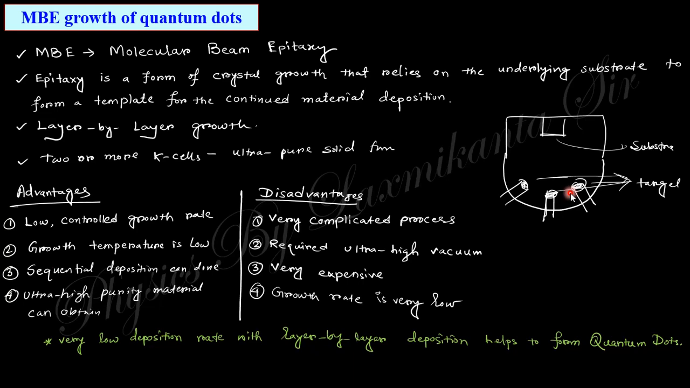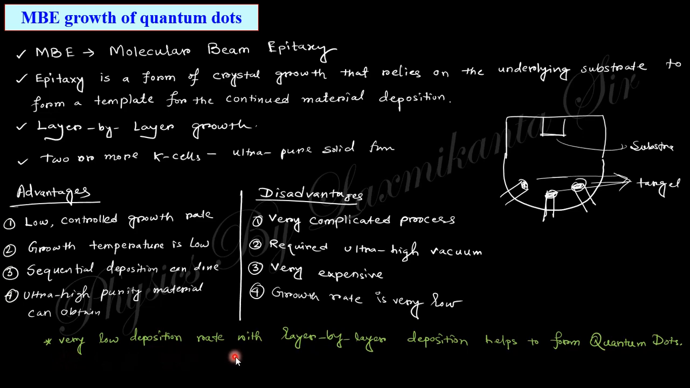Molecular beam epitaxy has some advantages, like controlled growth. The growth rate of molecular beam epitaxy is low and can be controlled, whereas in others it is not controllable. The growth temperature is low, sequential deposition can be done, and ultra high pure material can be obtained. So these are the advantages. The disadvantages are a very complicated process, ultra high vacuum required, very expensive, and a very low growth rate. So these are the advantages and disadvantages of molecular beam epitaxy.